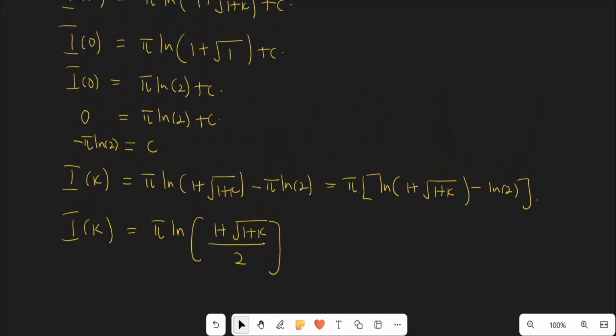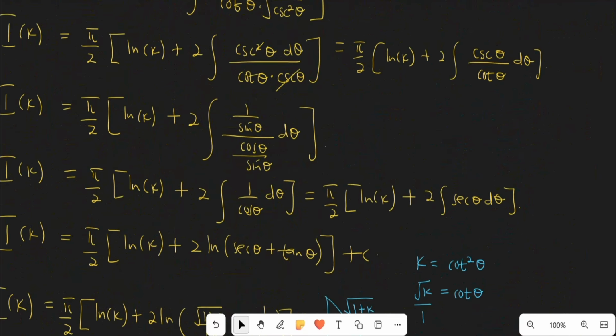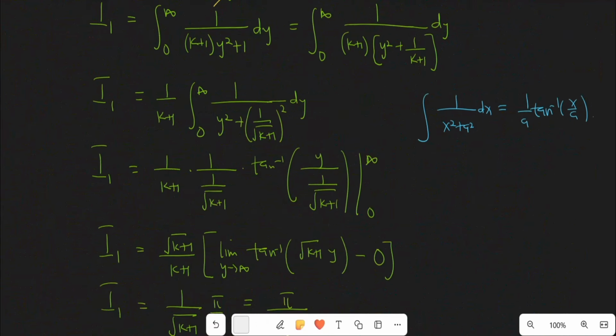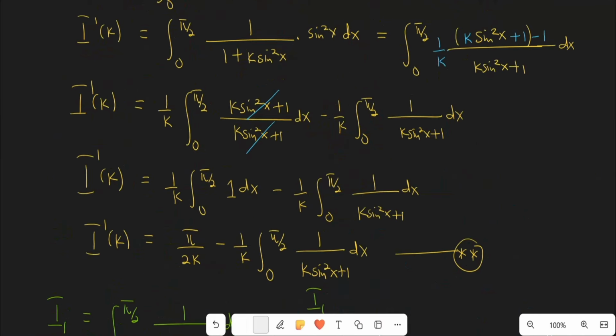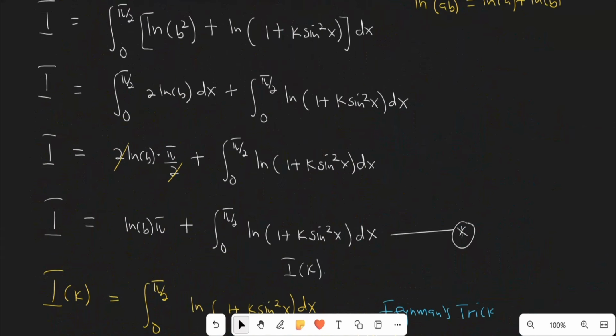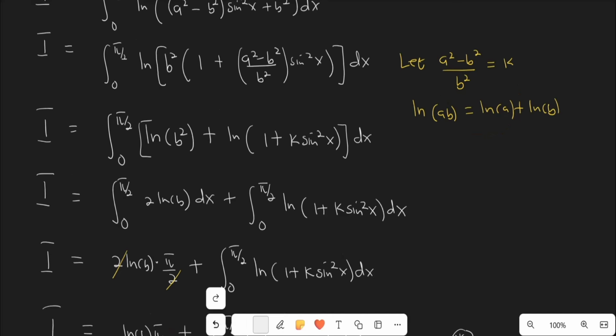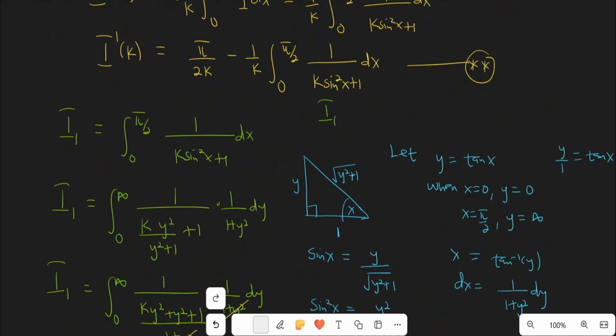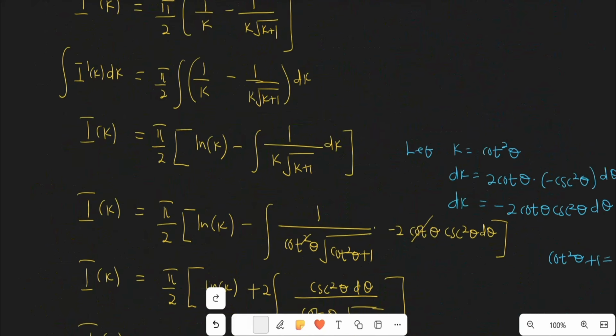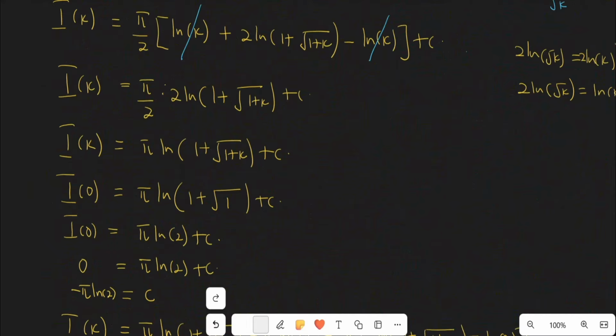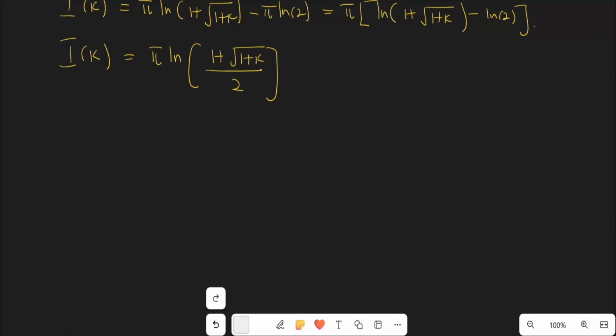Now remember, the original integral is in terms of a and b. If we can recall what k is, we can now finish off the integral with what we represented k with. We let a squared minus b squared over b squared be equal to k. So we are going back to this one to finish off our integral. So now let's replace k with that, and then we are done with the integral.